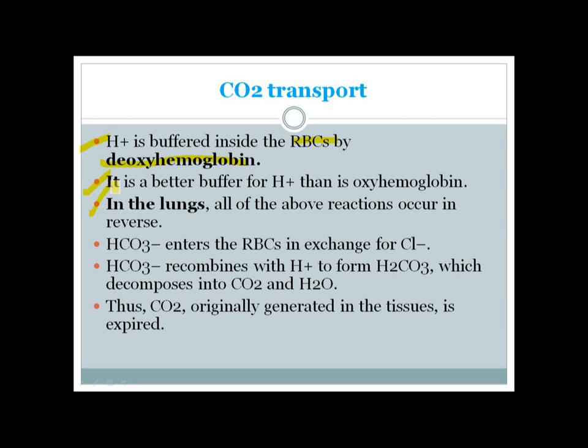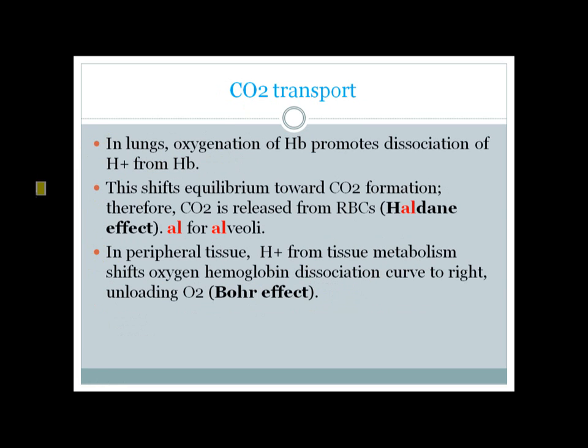And in the lungs, all the reactions occur in reverse. So bicarbonate now enters from the plasma into the RBC, and chloride leaves the RBC. This bicarbonate recombines with hydrogen to form carbonic acid. And this carbonic acid dissociates to form carbon dioxide and water. This carbon dioxide is expired through the lungs.